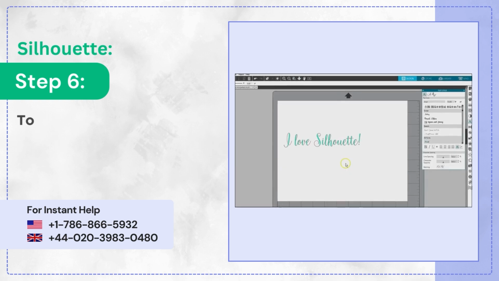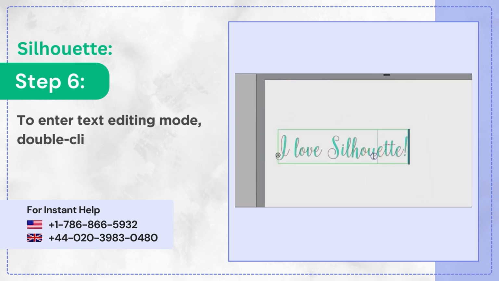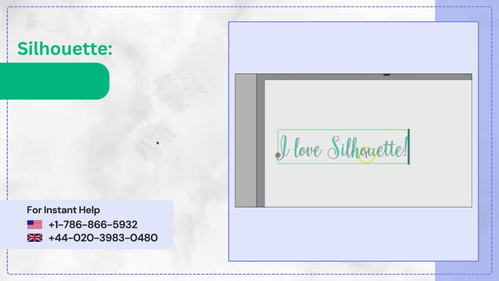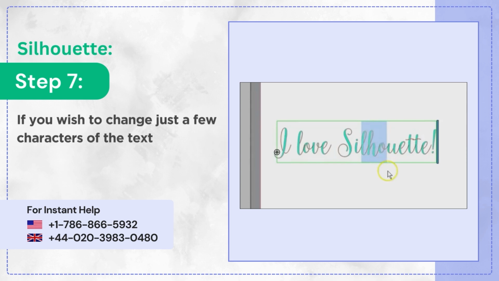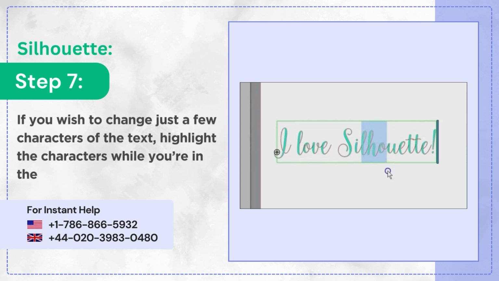Step 6. To enter text editing mode, double-click the text. Step 7. If you wish to change just a few characters of the text, highlight the characters while you're in the text editing mode.